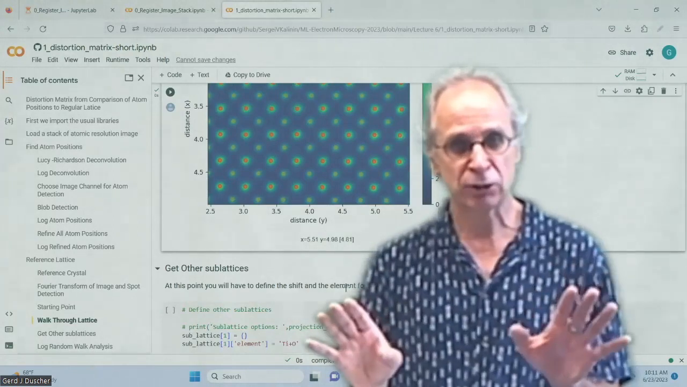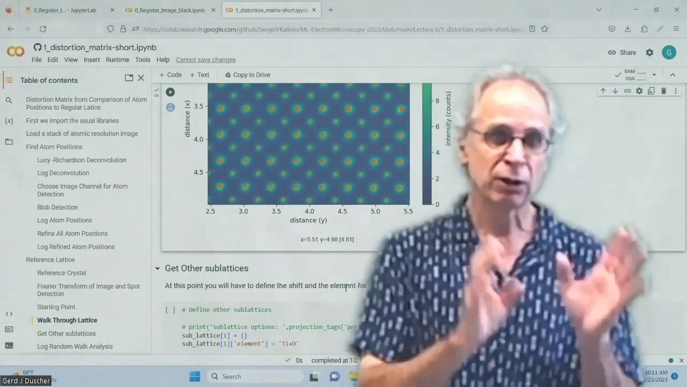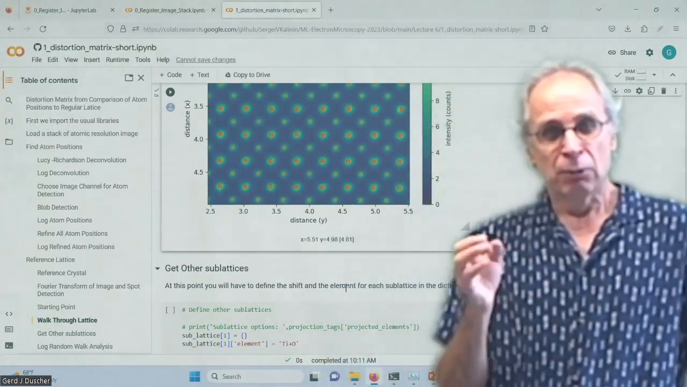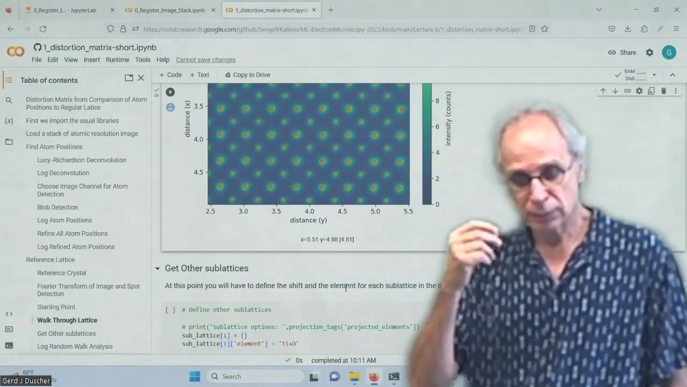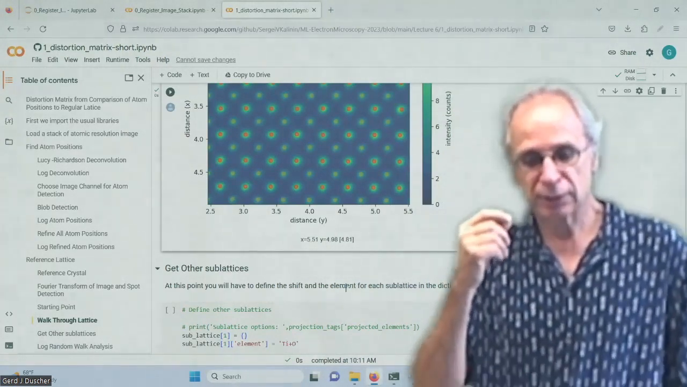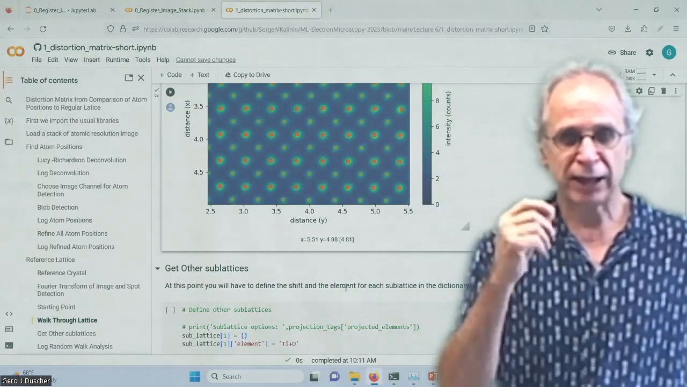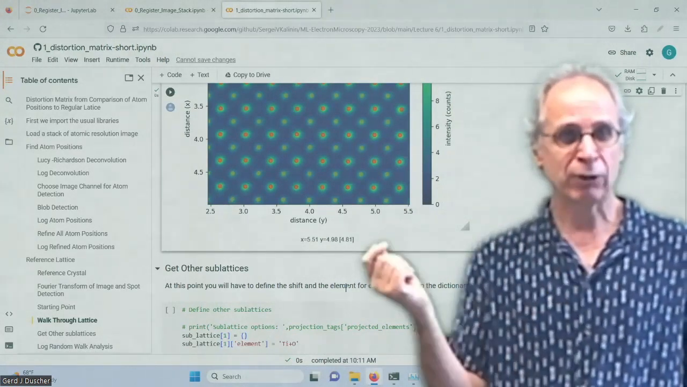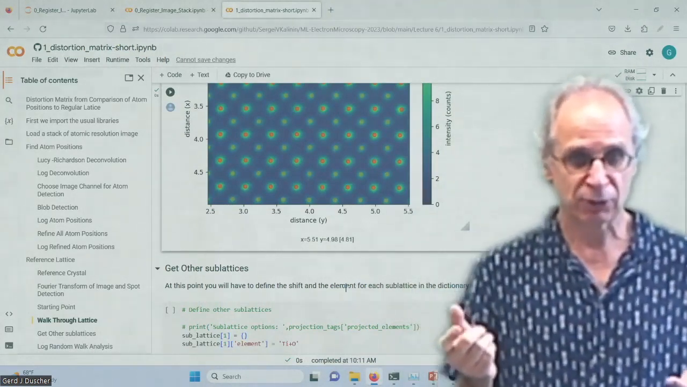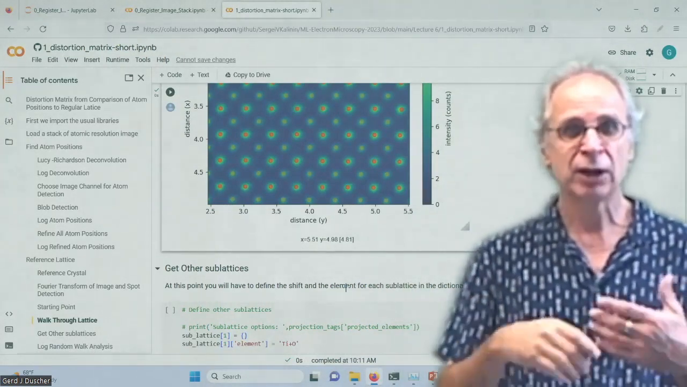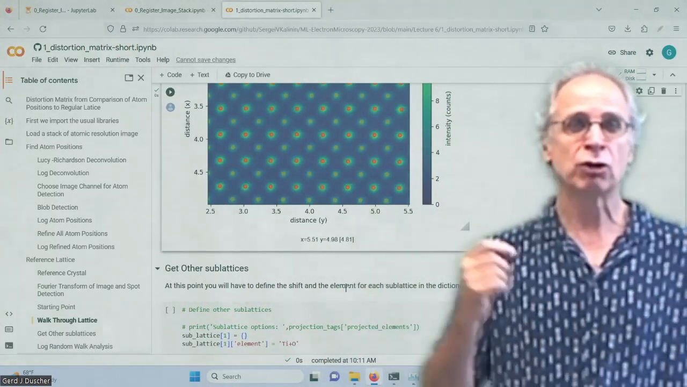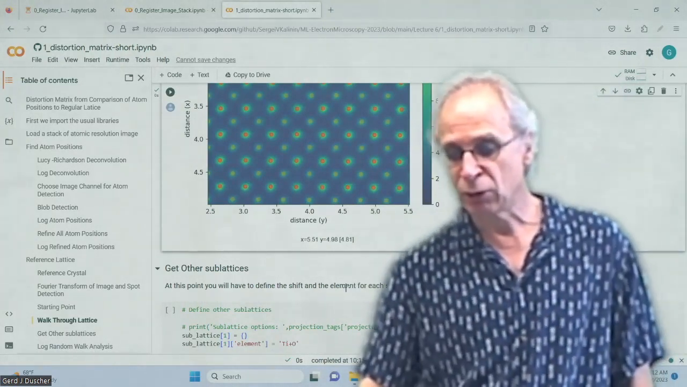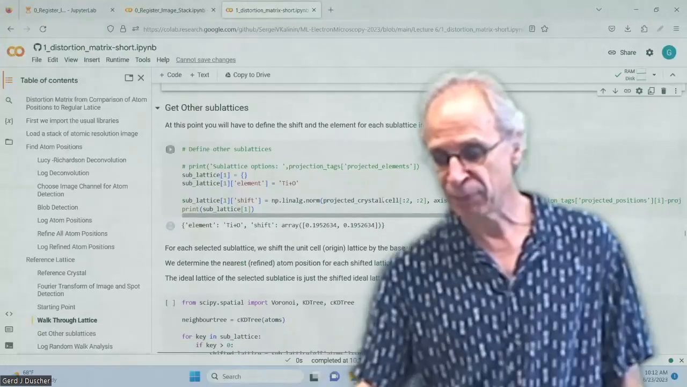I sorted already all the atoms depending on what kind of elements there should be. And now I can make histograms of these atoms, intensities. I can see whether one is missing or not. So I have all the tools already in hand here.